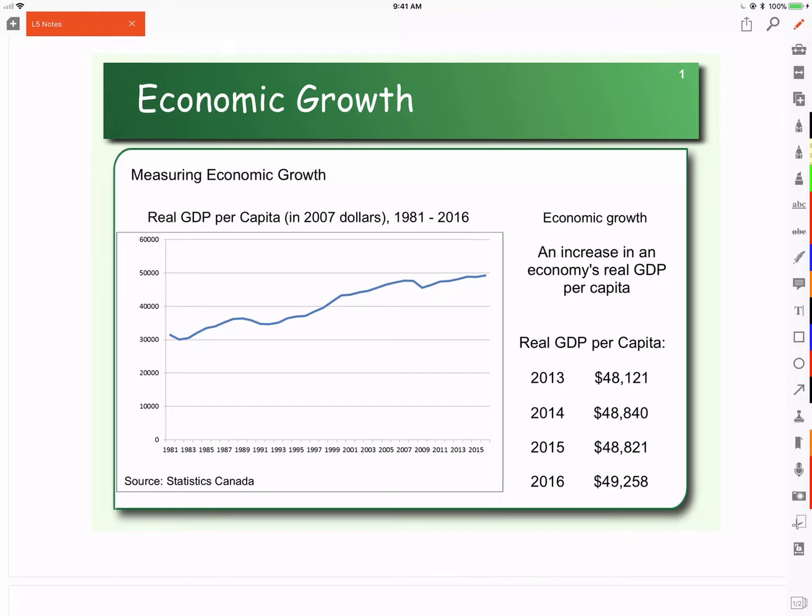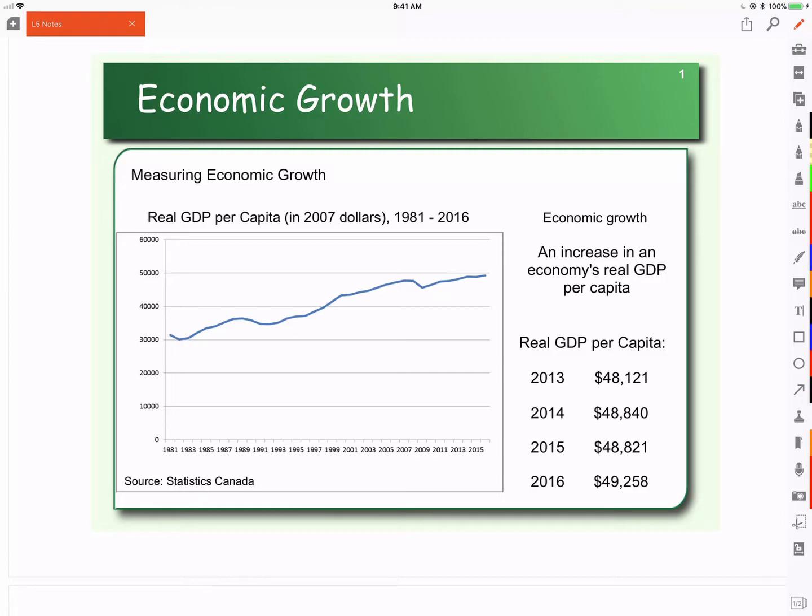And here on this graph, you can see real GDP per capita from 1981 to 2016. So we can see for the most part, we have seen economic growth. That is, our real GDP per capita has been increasing. So for example, in 2013, it was 48,121. In 2014, it was 48,840. So the real GDP per capita increased. It doesn't always increase though. Look at 2014 to 2015. Their real GDP per capita declined.